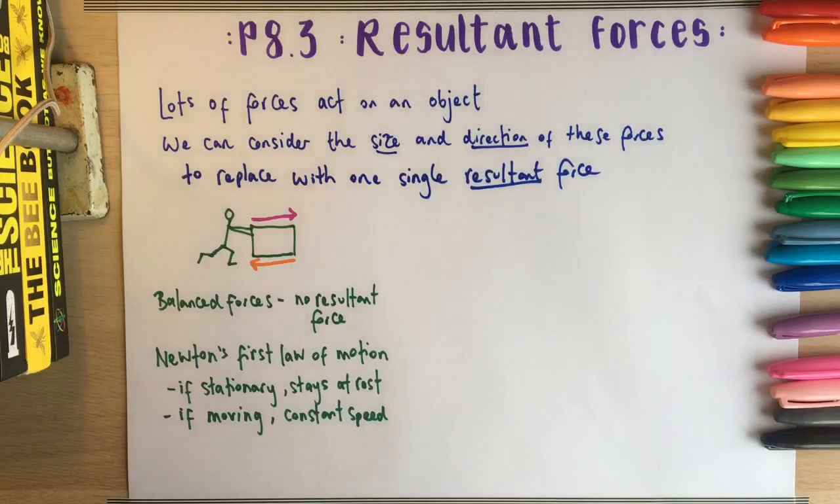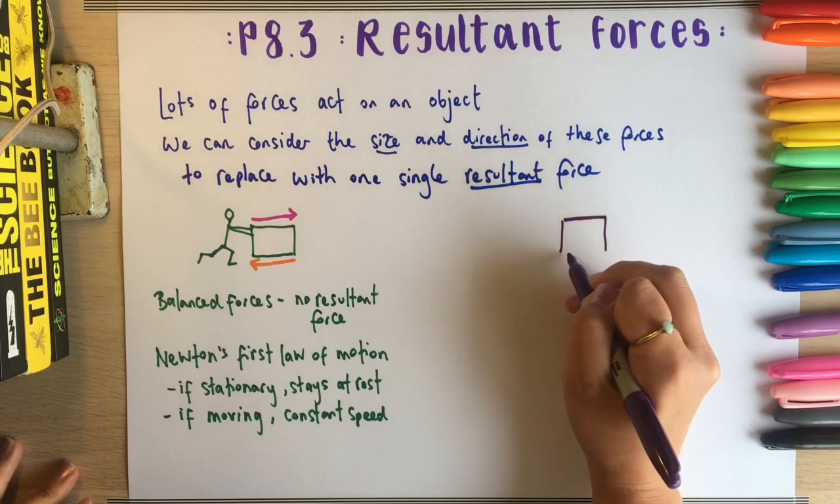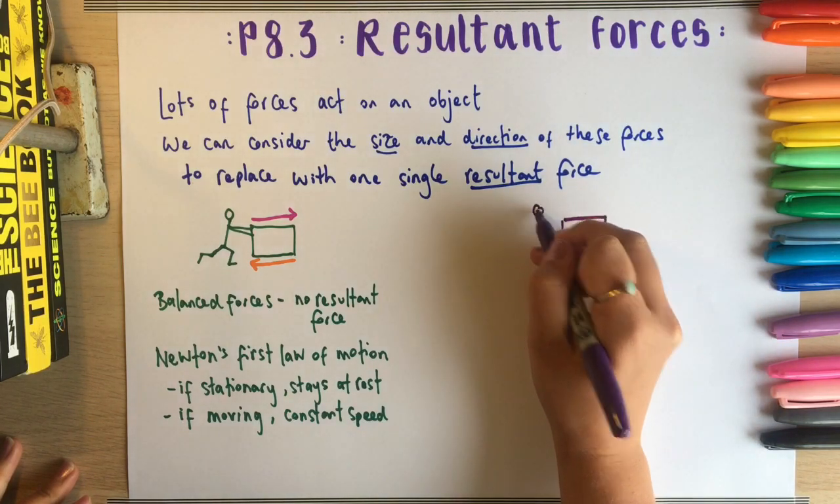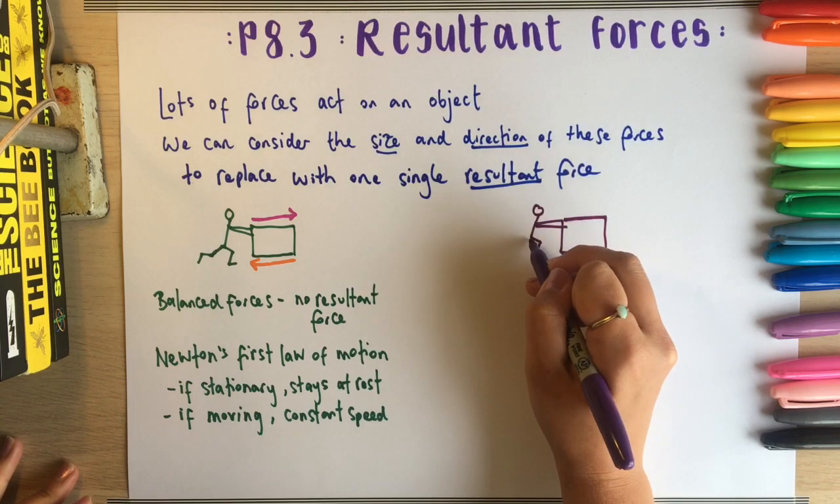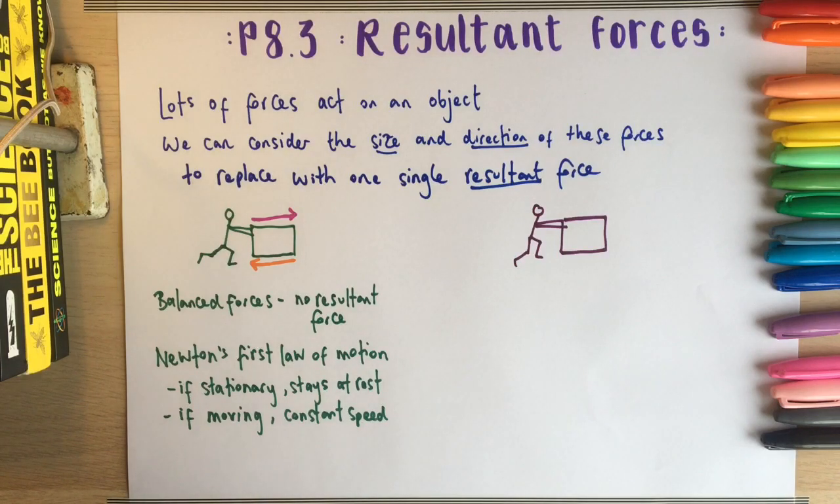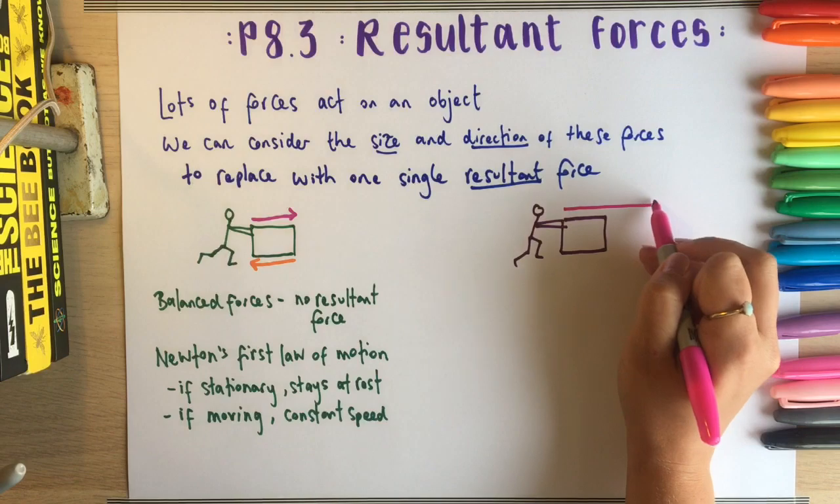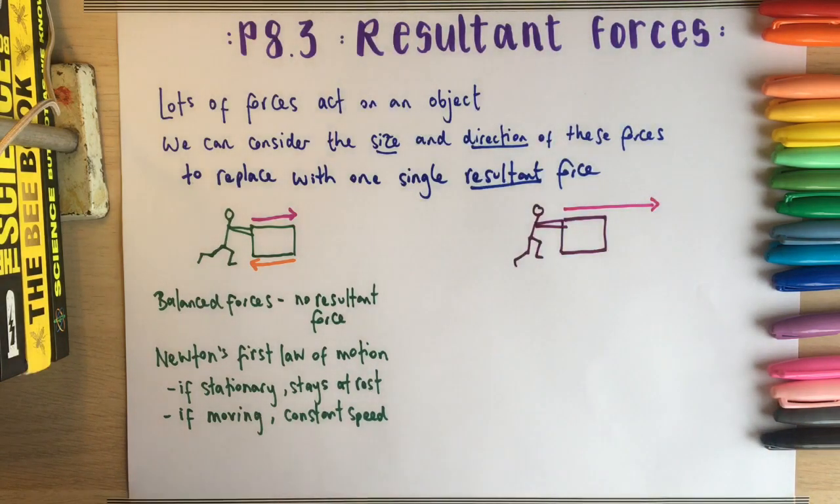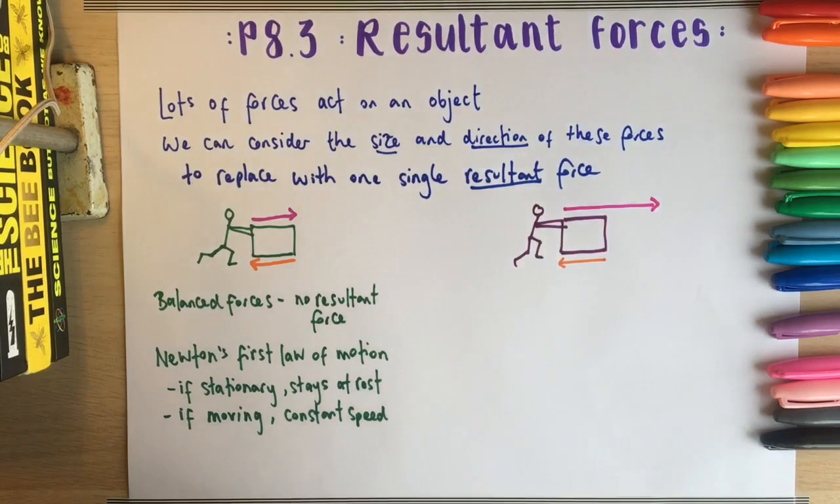So now if we think about unbalanced forces, let's have our box and our person pushing. Okay, so now they're going to push and they're going to be pushing more. So the forward force is going to be bigger, but the friction is going to be the same.